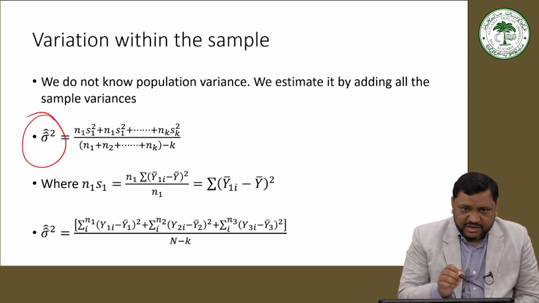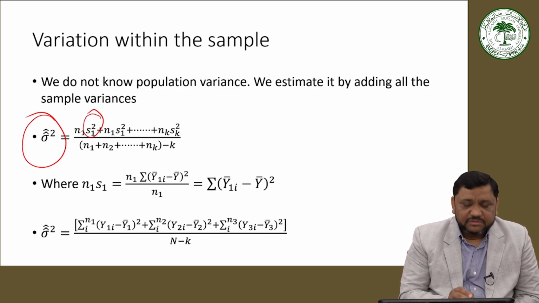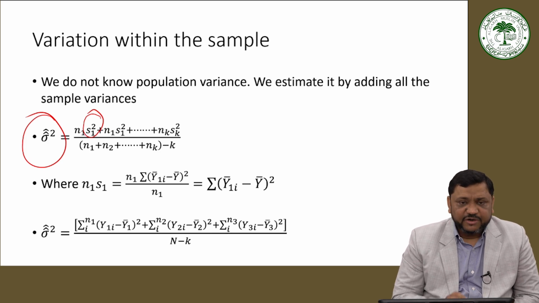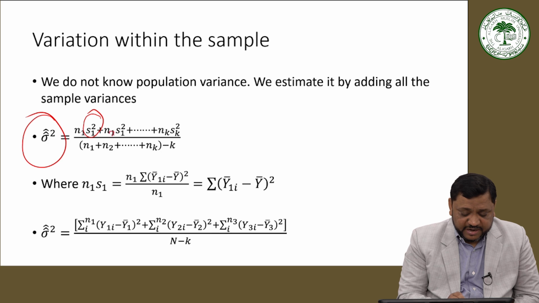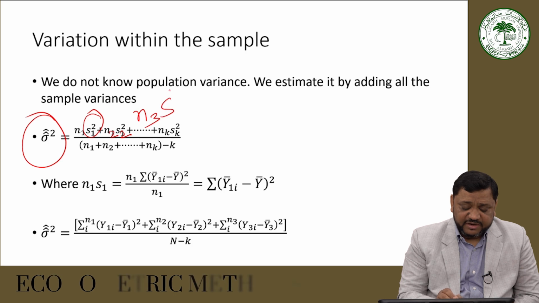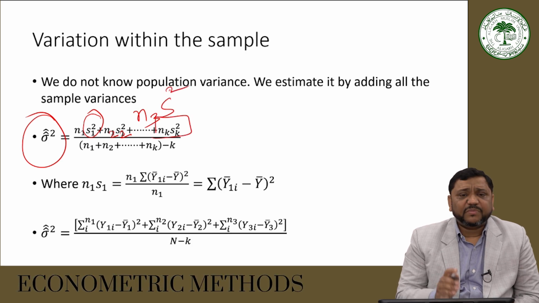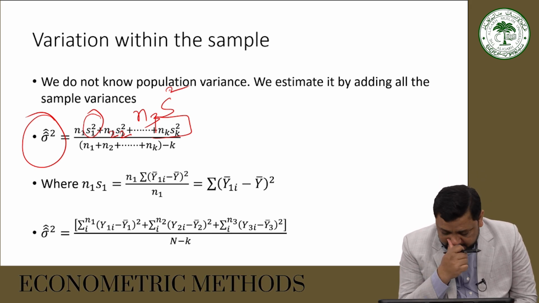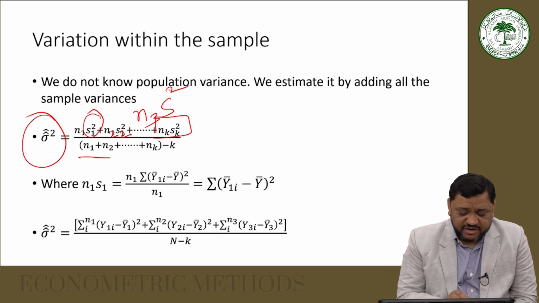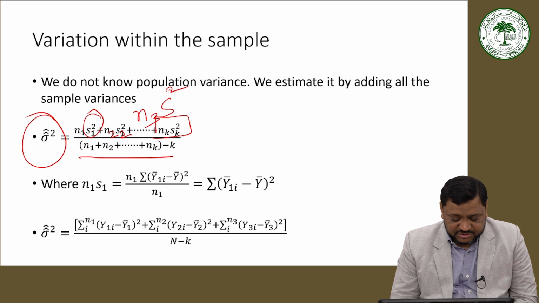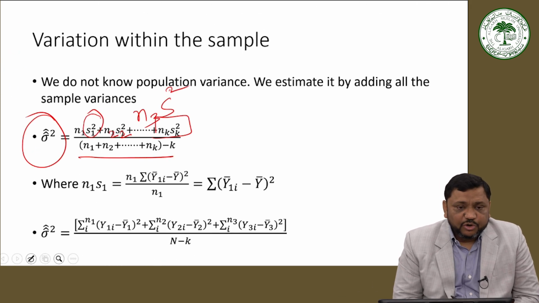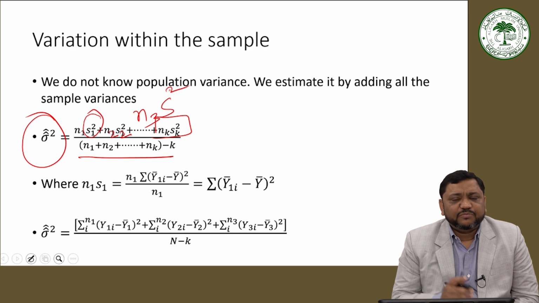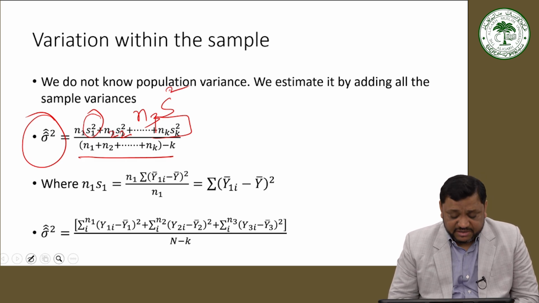So we have n1, the number of items in sample 1, times the sample variance, plus n2 times the sample variance, similarly n3 times the sample variance square, and this will continue up till the number of samples you have taken. If k is equal to 4, you will have 4 terms; here, if k is equal to 2, we will have 2 terms. In the denominator we are taking care of the degrees of freedom, that is n1 plus n2 plus up till nk, minus k, the number of variables.